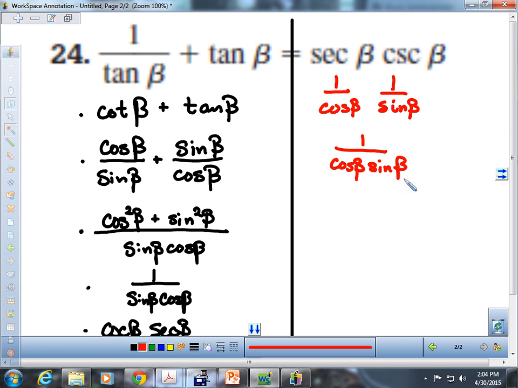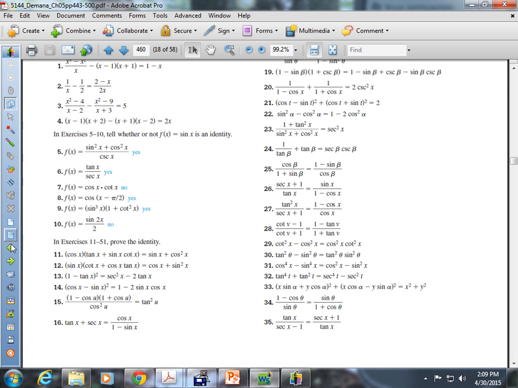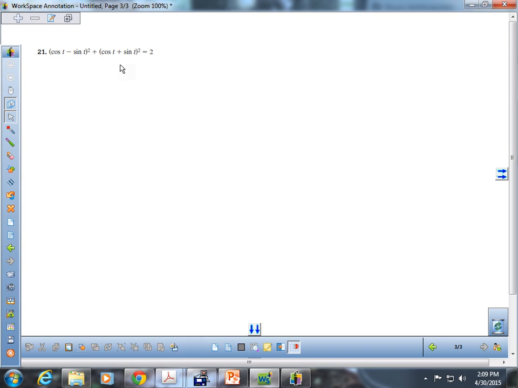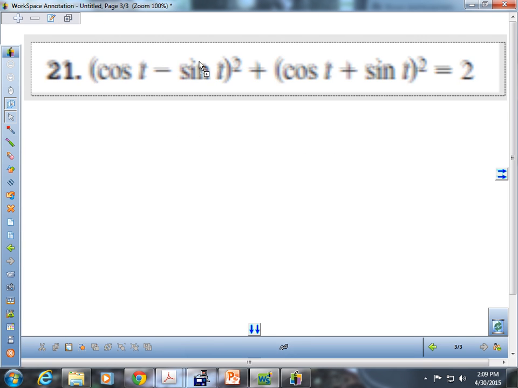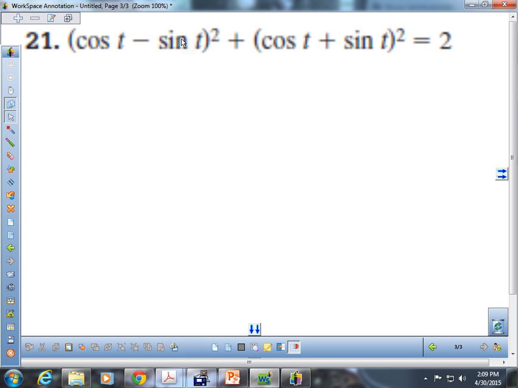All right, with 24? Good there. Other ones we've got questions on? 21? Okay, so Dawson, you asked it. I'm going to have you tell me where you started and what you did. I'm assuming you started with the left side, right? Why? What are you going to do on the right?